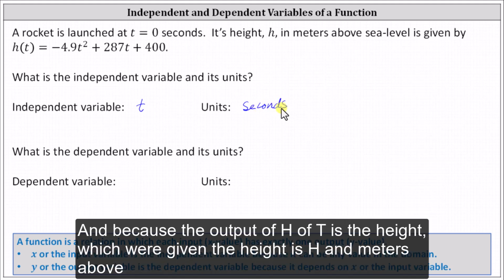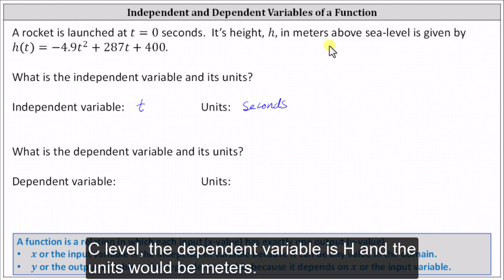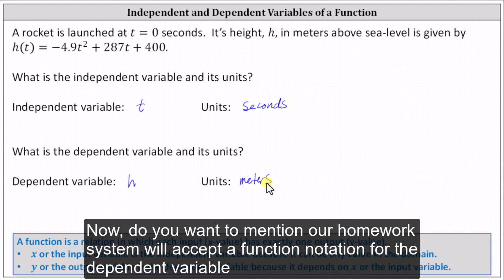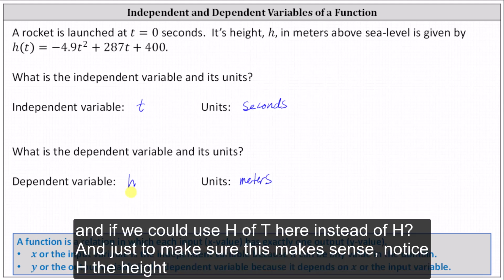And because the output of h of t is the height, which we're given the height is h in meters above sea level, the dependent variable is h, and the units would be meters. Now, I do want to mention our homework system will accept function notation for the dependent variable, and therefore we could use h of t here instead of h.